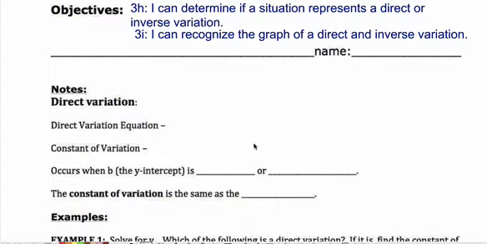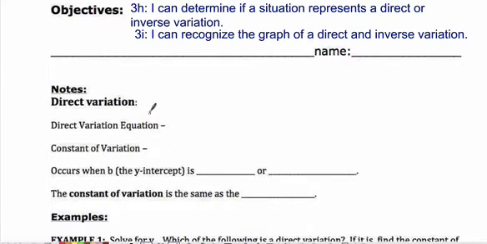Okay, welcome to the video for 3H and 3I. 3H, I can determine if a situation represents a direct or inverse variation, and 3I, I can recognize the graph of a direct and inverse variation. So please pause the video, make sure that you've written down the objectives, and you'll see at the end here on the back, you're going to do a couple problems like that to see if you can meet these objectives. And then, of course, we're going to practice them in class.